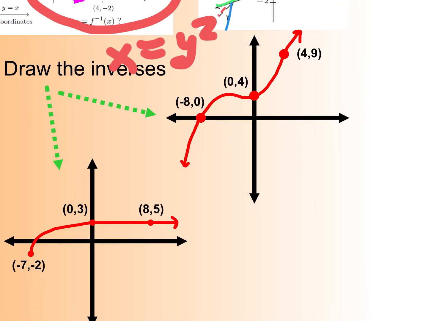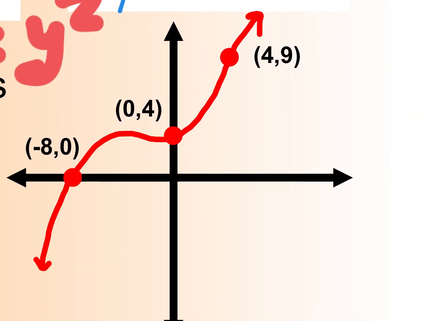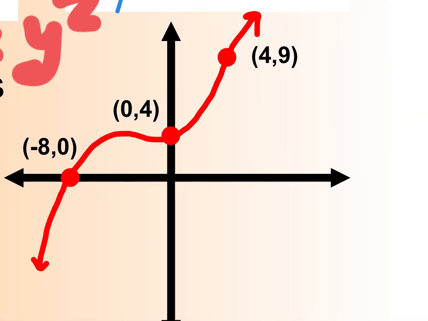So, I'd like you to zoom in on this one. And I'd like you to draw me an inverse of that red function right there. Hint: put in the line y equals x as a dotted line. It'll help. And then draw me the inverse.